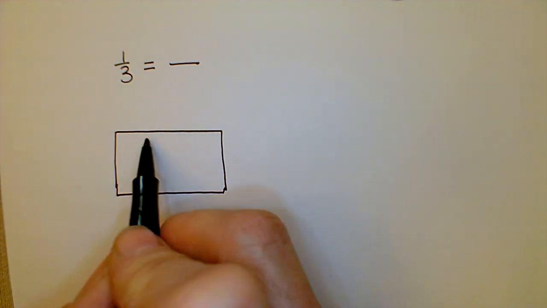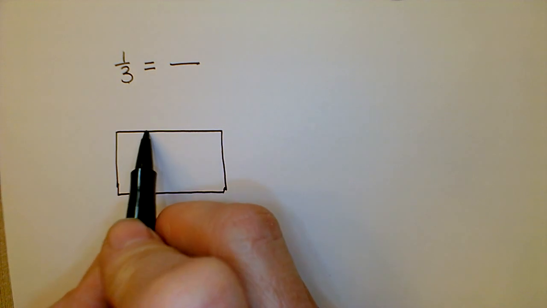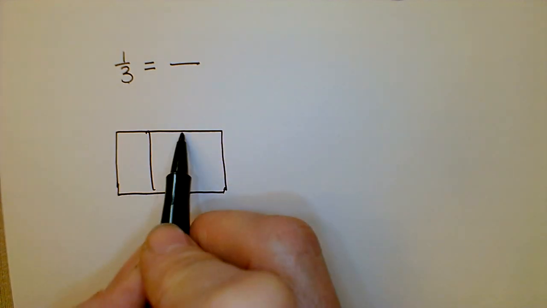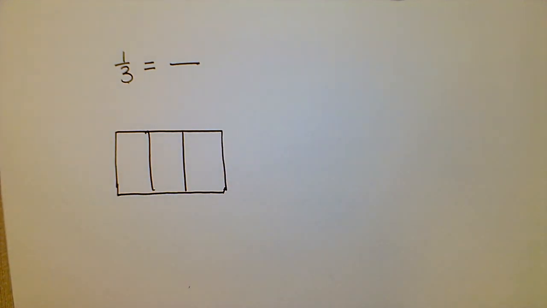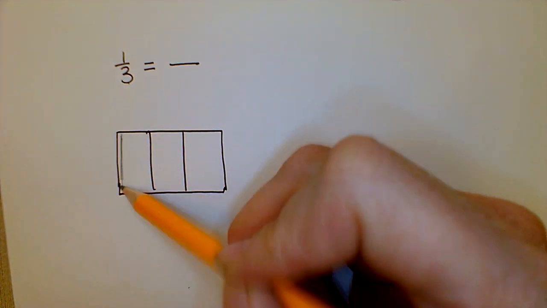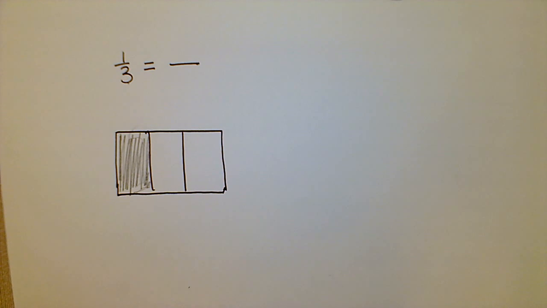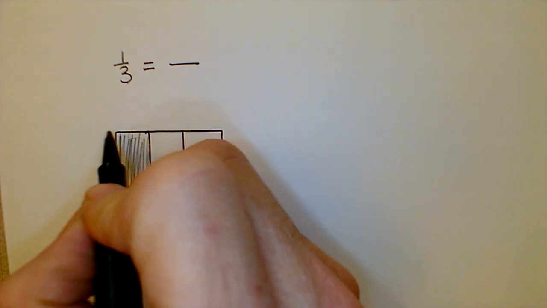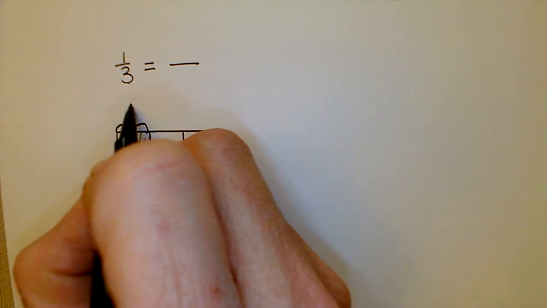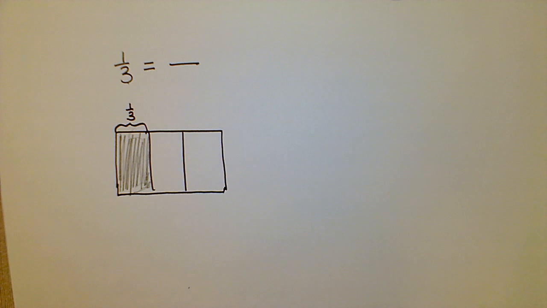And let's show 1/3. So again, the denominator tells me that I need 3 equal pieces, and that I need to shade in one of those to model a third. Now I show this on top by bracketing that off and showing my 1/3.